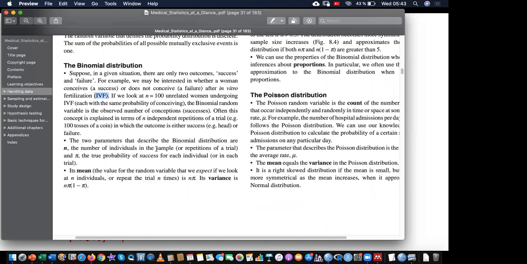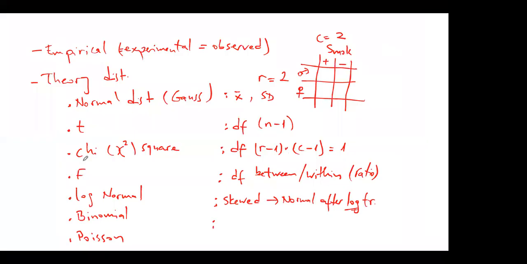The two parameters that describe the binomial distribution are the n, the number of individuals in the sample, and the mu, the true probability of success of each individual. So it is the n and the mu which define the binomial distribution.